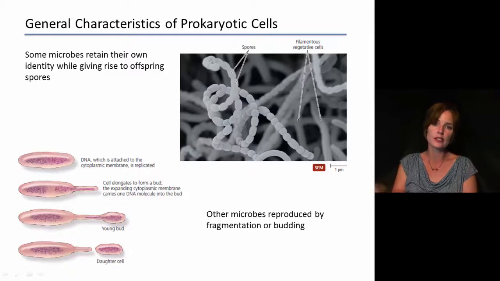All of these different reproductive strategies do result in genetically identical cells because, again, it is asexual reproduction that is taking place here.